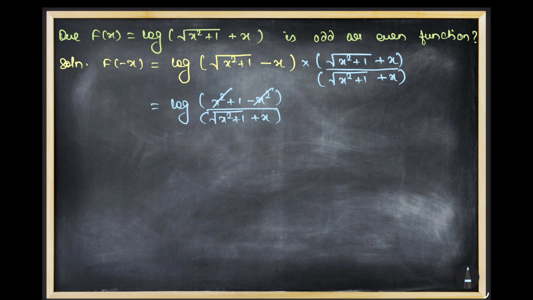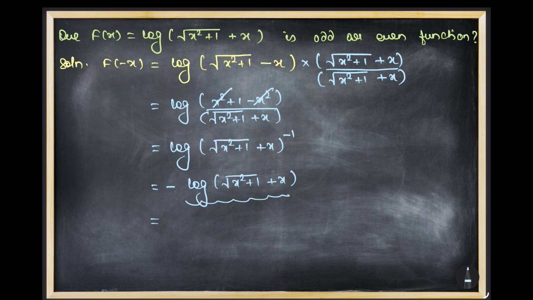After simplification, this thing will be eliminated and you will be left with log of root over x square plus 1 plus x to the power minus 1. You know that if anything is in the power of the argument, that power will come as a coefficient. So can I write minus log root over x square plus 1 plus x, and this thing is what? This thing is nothing but f of x.